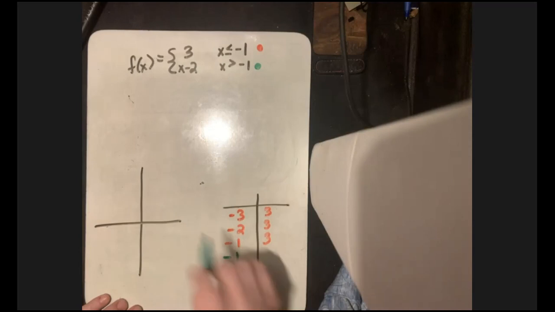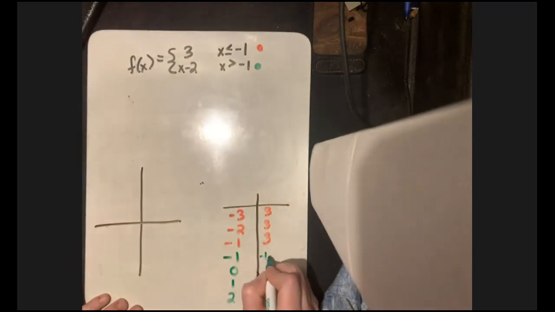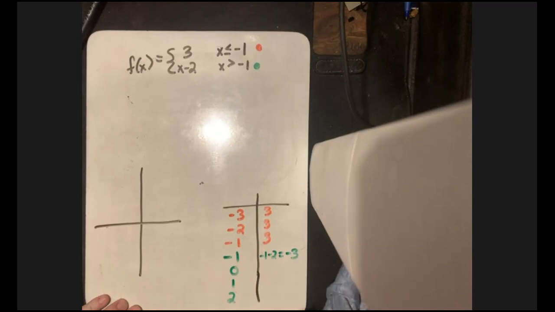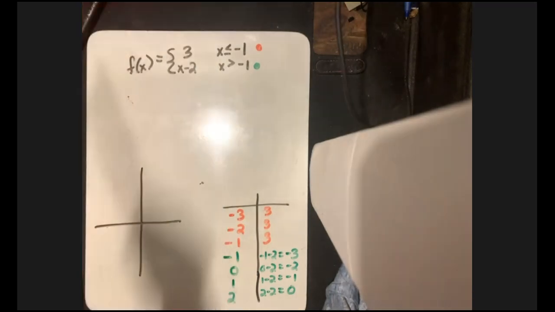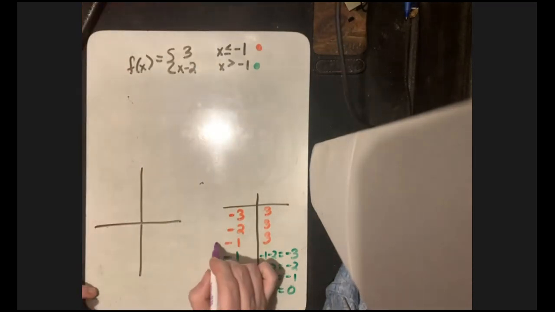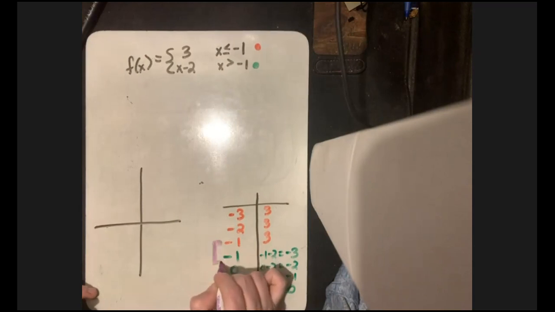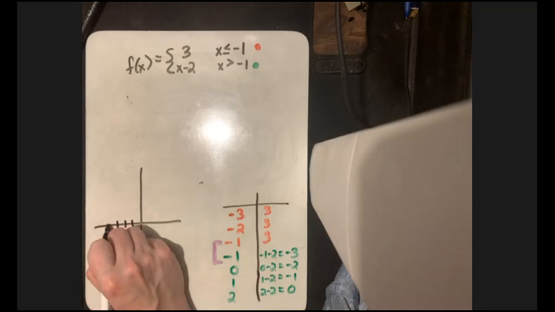Now, if I plug in -1, -1 minus 2 is -3. 0 minus 2 is -2. 1 minus 2 is -1. 2 minus 2 is 0, okay? Now, here is the key to this, okay? Right here on this spot, this is the spot that I'm going to use open circles on my graph to dictate that, okay? And then I'll show you how we're going to fix our graph once we're done.